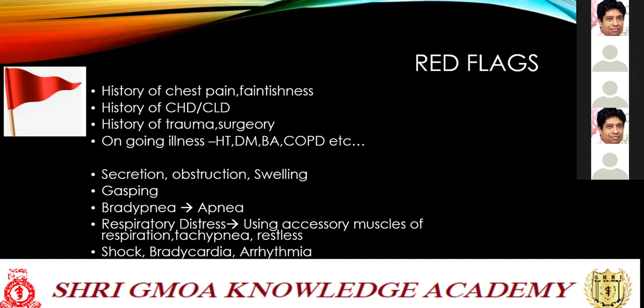History of trauma, yes, maybe hemothorax, hypoxia, hypovolemia. Surgery, yes, maybe sepsis or pulmonary embolism. Ongoing illness is very important to direct the patient towards cardiac or pulmonary, like hypertension, diabetes, bronchial asthma, COPD, etc. Then you can go again to airway and breathing.